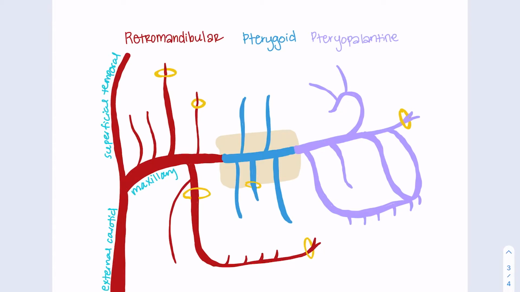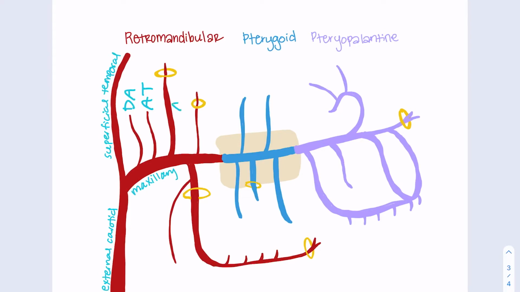The artery can be broken up into three different parts: retromandibular, pterygoid, and pterygopalatine, with the lateral pterygoid muscle being in the middle. In the retromandibular portion, there are 5 main branches we need to know. The first one being the deep auricular artery. It's tiny and it supplies the external acoustic meatus. The next one being the anterior tympanic artery. It's also tiny and supplies the tympanic membrane.